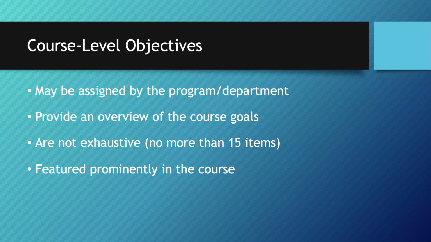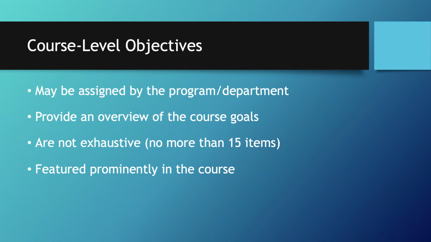3. You want to make sure it's not an exhaustive list. You don't want to have 100 course objectives that your students are going to be trying to achieve over the course of the semester. Ideally, you want to keep that number under 15, with 5 to 7 really being the sweet spot for the number of course level objectives.